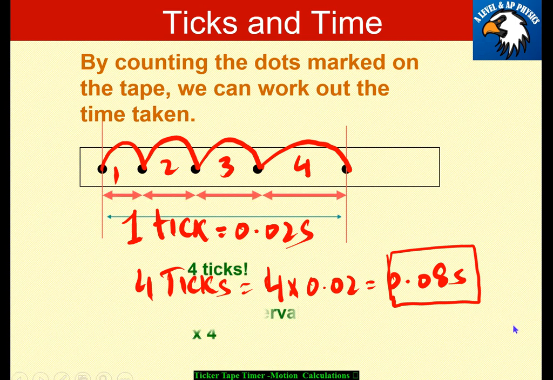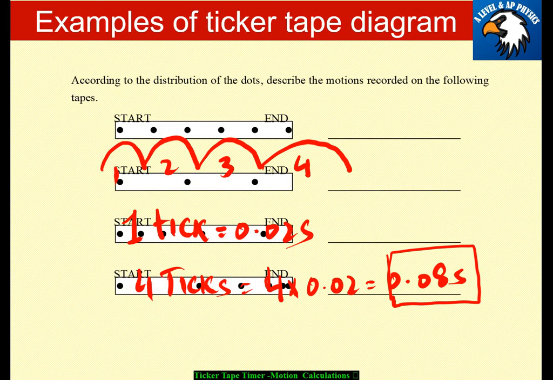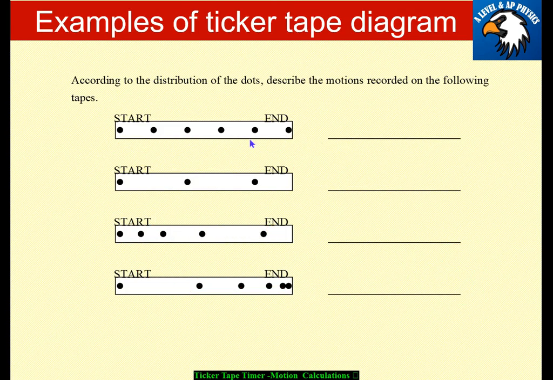Yeah, you can also see here. Okay, let's move on to the next one now. We need to describe the motion. So what we need to do now is simply describe the motion. These ticker tape timer tapes are given to us.